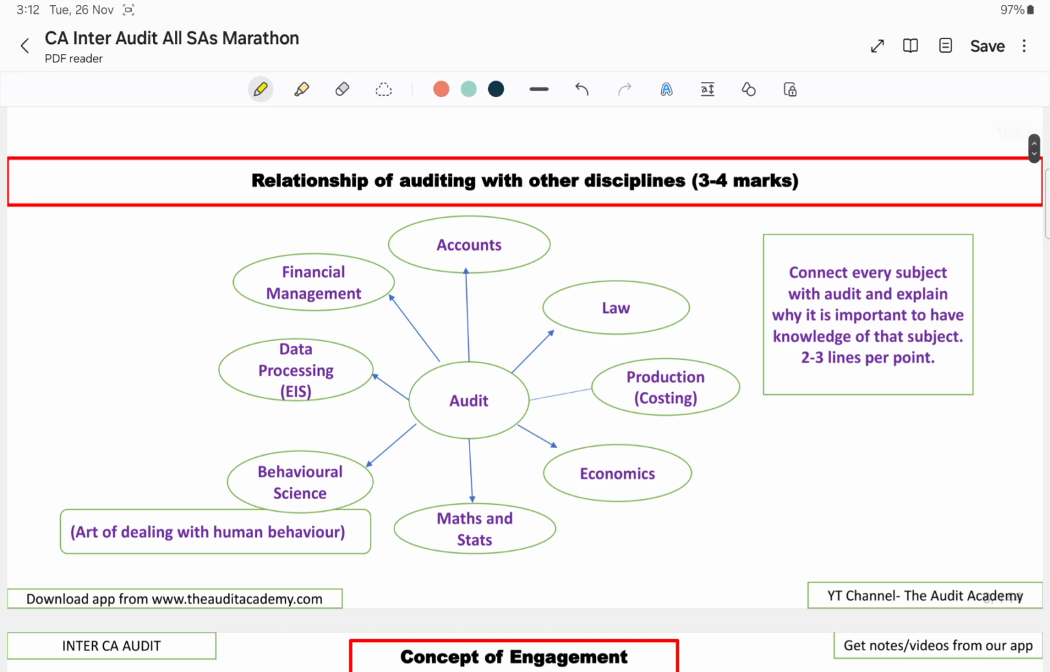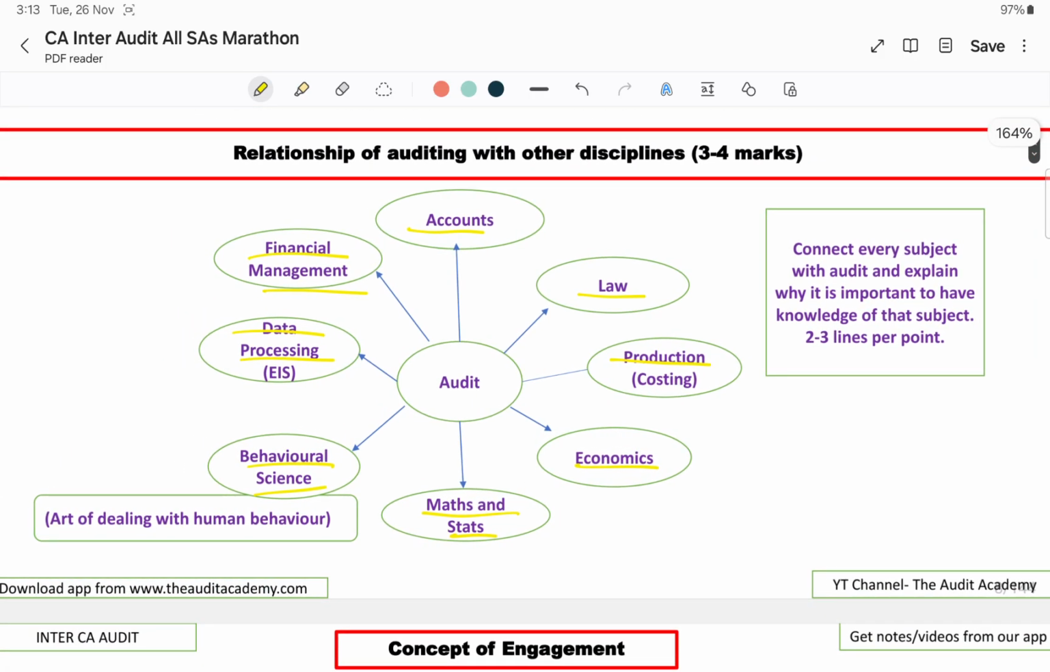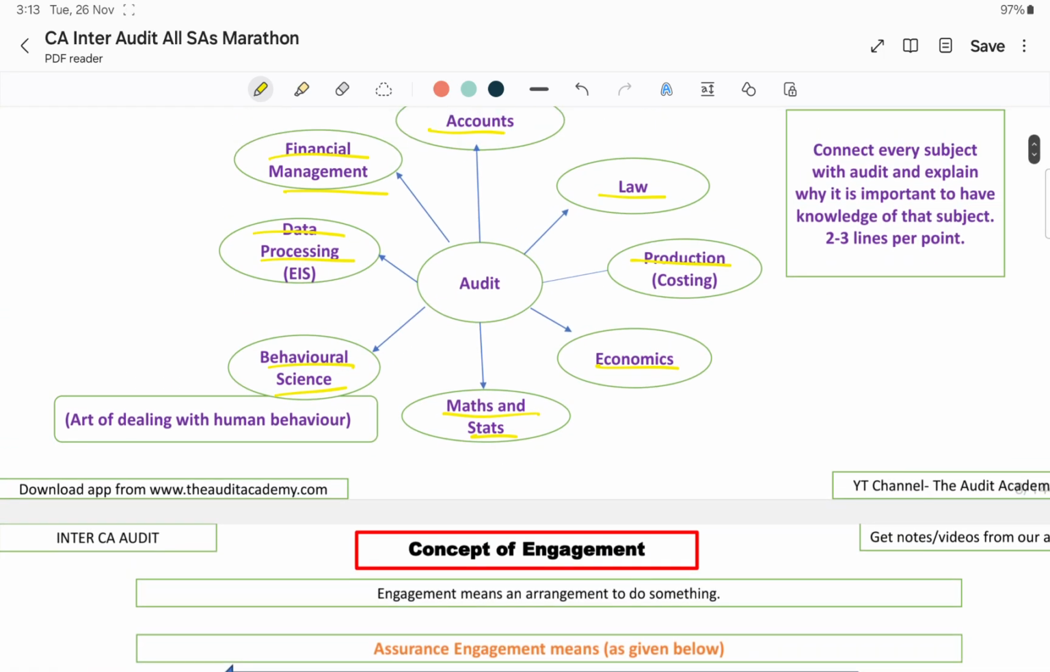Relationship of the auditing with other discipline, with accounts, law, costing, economics, mathematics and statistics, behavioral science, data processing, financial management. So in that topic you have to connect every subject with the audit and explain why it is important to have a knowledge of that subject. 2 3 lines per point you have to write in that.